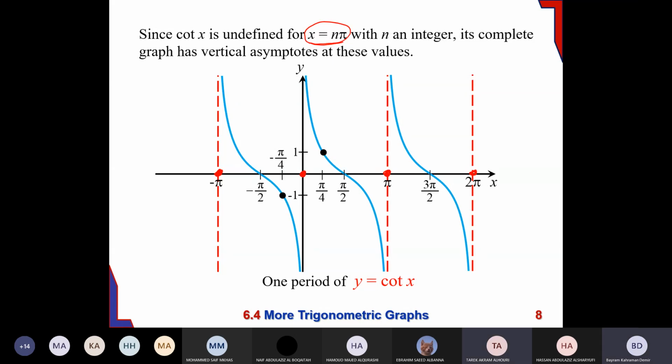Doctor? Yes. So the x-intercept for the tan is the same as the vertical asymptote for the cotan, and vice versa. Yes, vice versa. Yes, exactly. Okay.